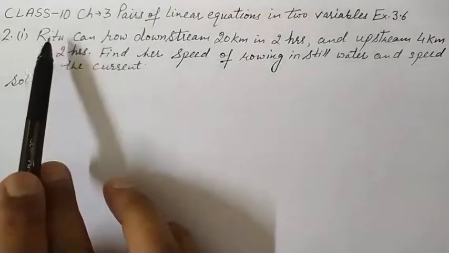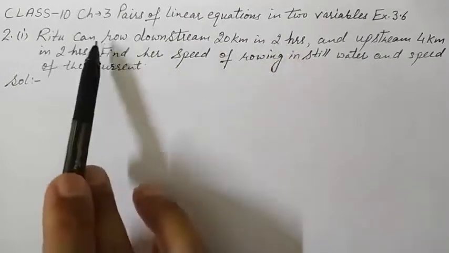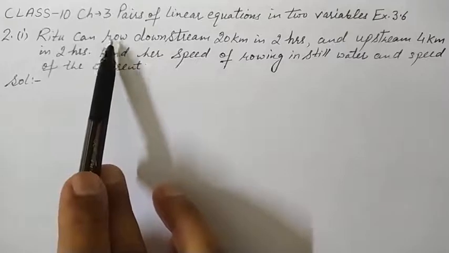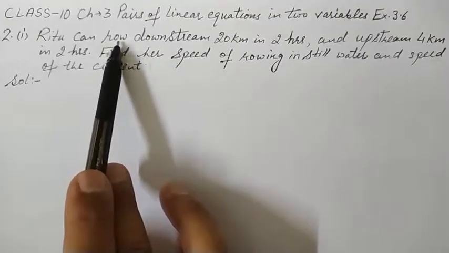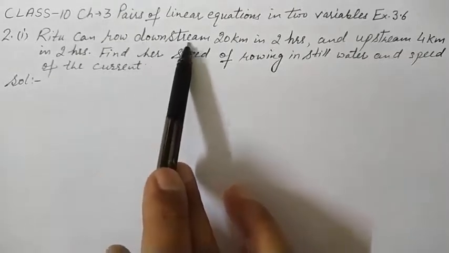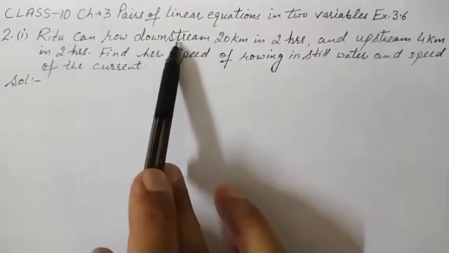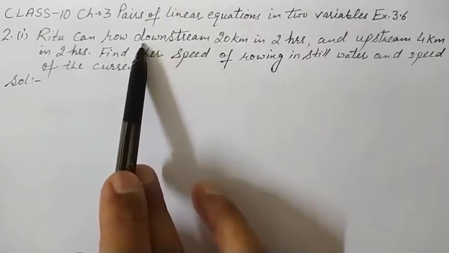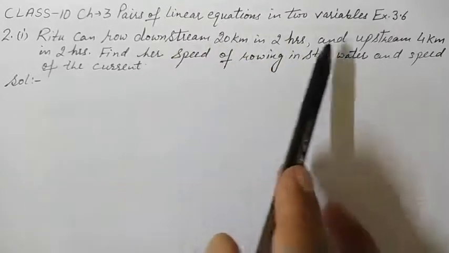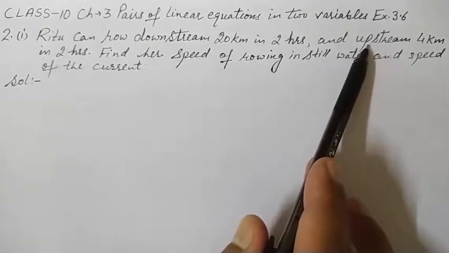The first line is Ritu can row downstream 20 km in 2 hours. So first of all, to row means to propel a boat, or you can say to move in the boat. So Ritu is rowing a boat downstream. Downstream means to move in the direction of the water. In which direction water is flowing, if you move in that direction, that is called downstream. And upstream means to move in the opposite direction of the water.